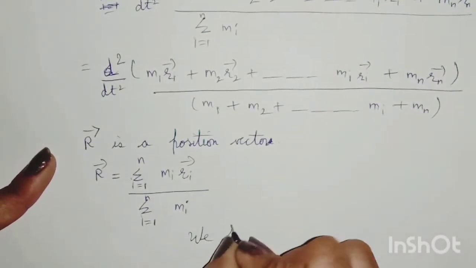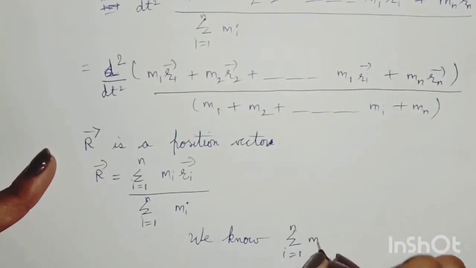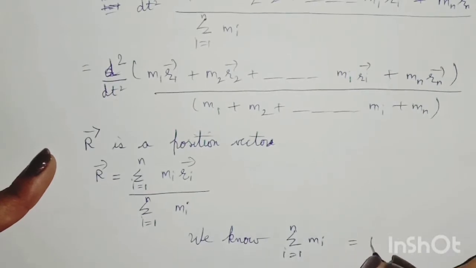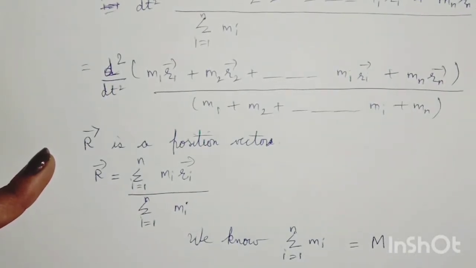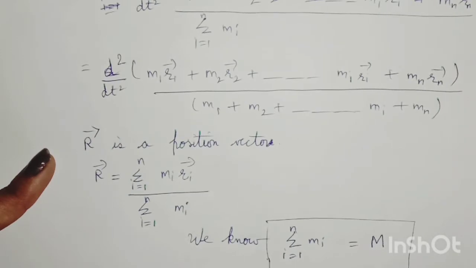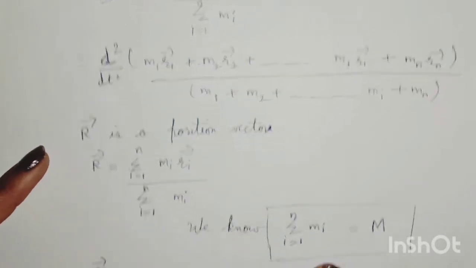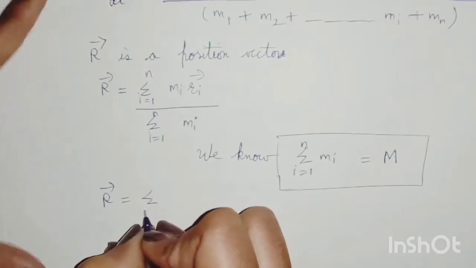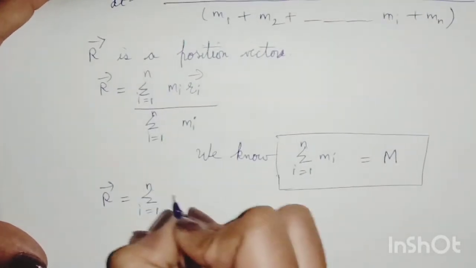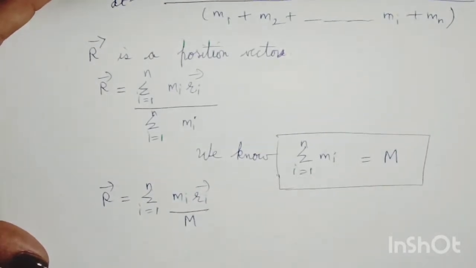We know summation i equals 1 to n of mi is equal to m, the mass of the particles. So we can write m in place of this. So right here, r vector is equal to summation i equals 1 to n of mi ri vector upon m.